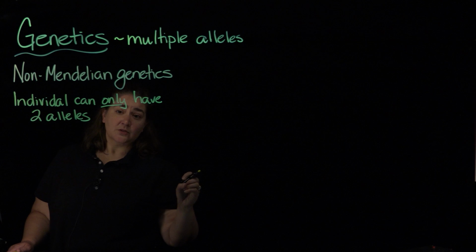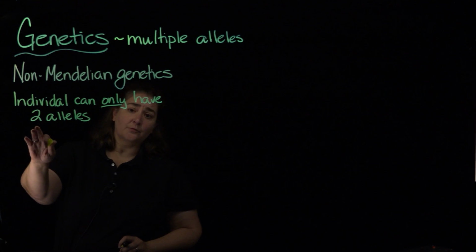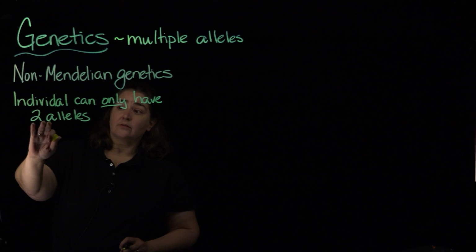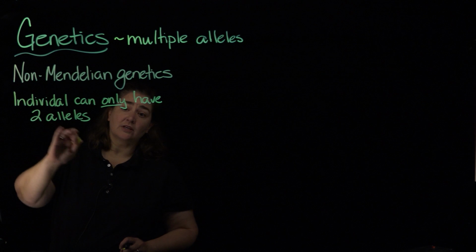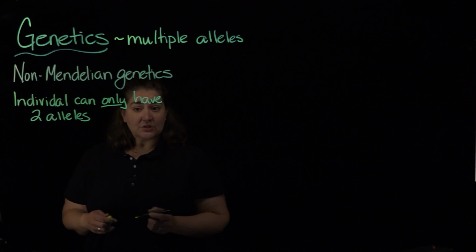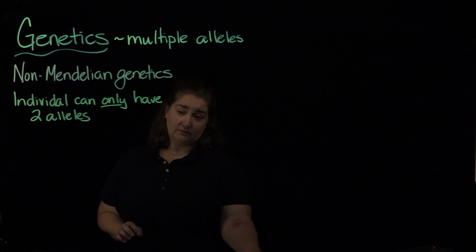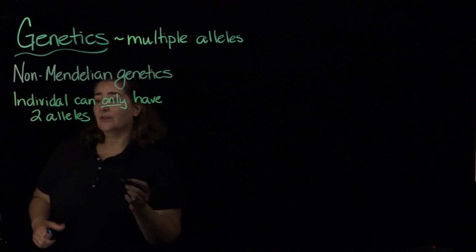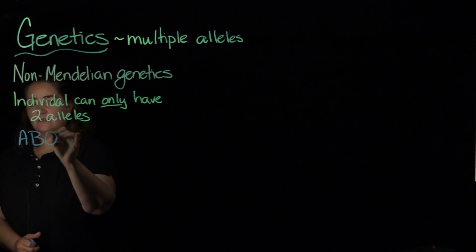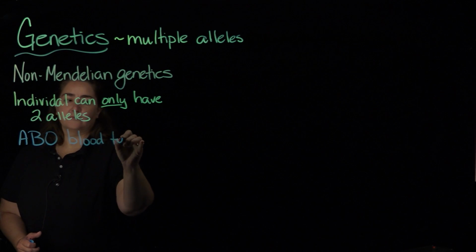Because you inherit a chromosome from your mom and a chromosome from your dad, you get one allele from mom, one allele from dad. They might be the same allele, they might be different, but the max you can carry is two, all right? There are some genes out there that actually have more than two versions, okay? The example for that we're going to go over is ABO blood types, okay?